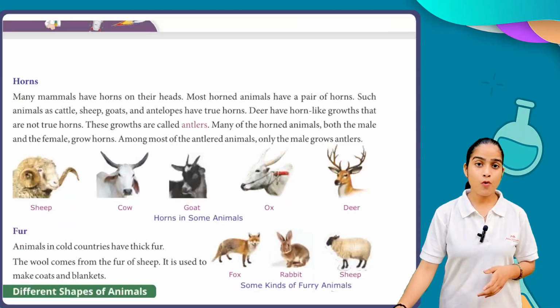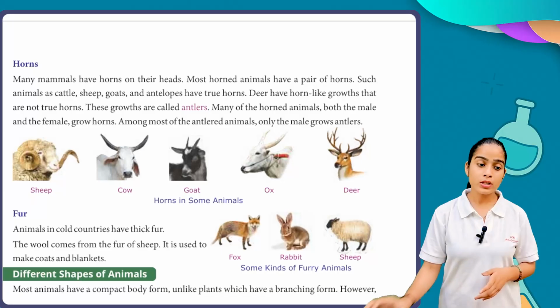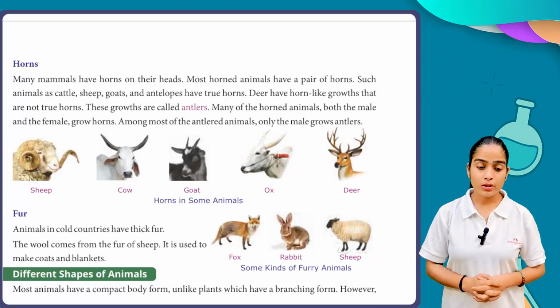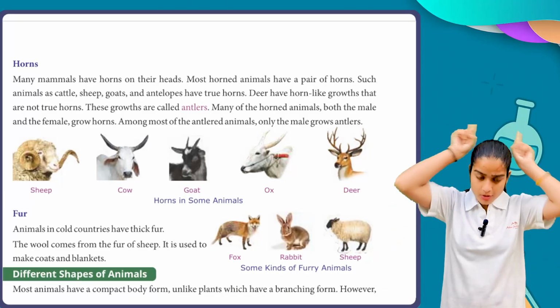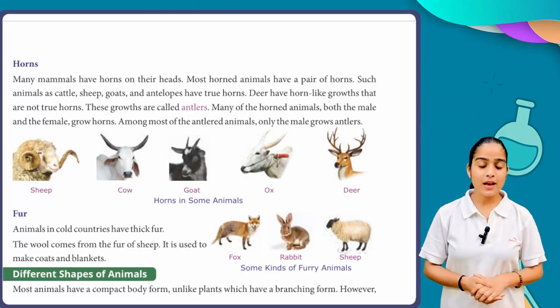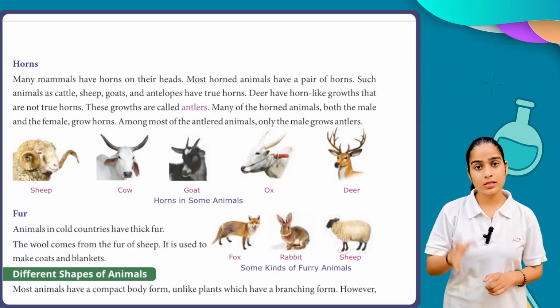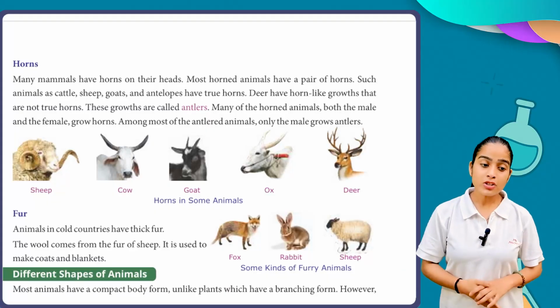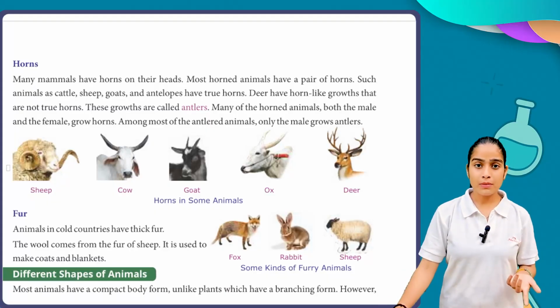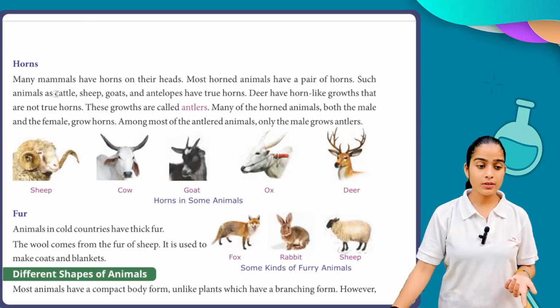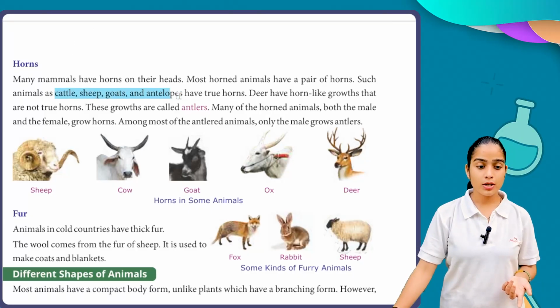Next we have horns. Many mammals have horns on their heads. So these are the horns. Most horned animals have a pair of horns, one horn on this side, one horn on this side. So it is a pair of horns. What are the examples of animals that have horns? Cattle, sheep, goat, and antelopes have true horns.